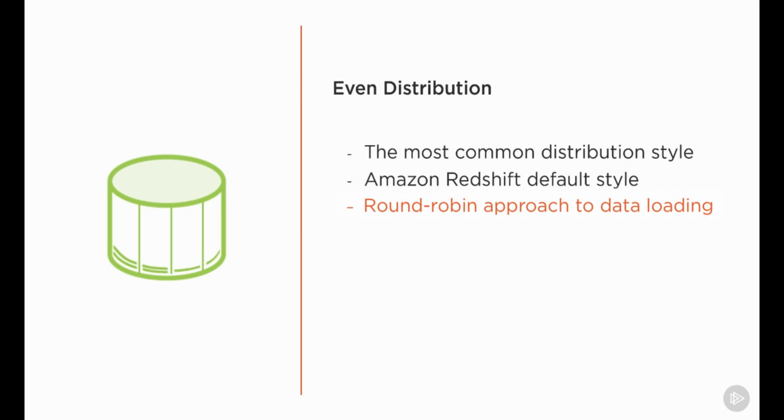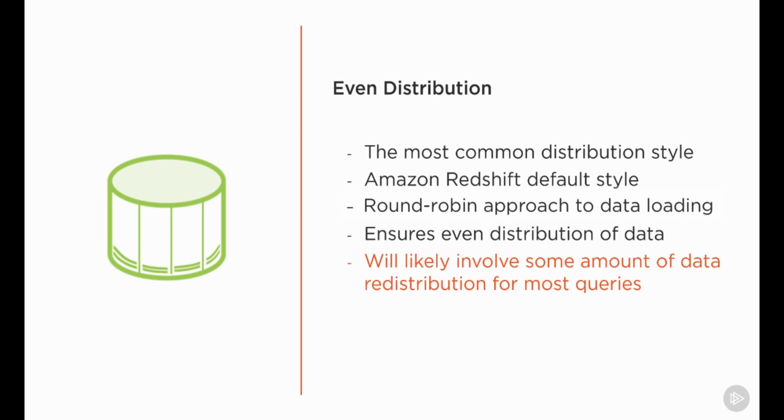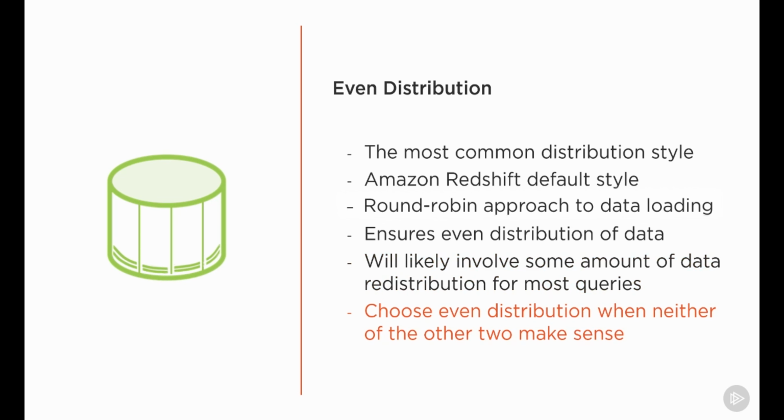This ensures that the data is spread across parallel slices for work, but as a distribution style will likely always require some amount of redistribution to satisfy most queries. Even distribution is kind of like when you buy vanilla ice cream, because, well, it's not the best, but it is safe, especially when you have one kid who doesn't like chocolate and another kid who doesn't like strawberry.